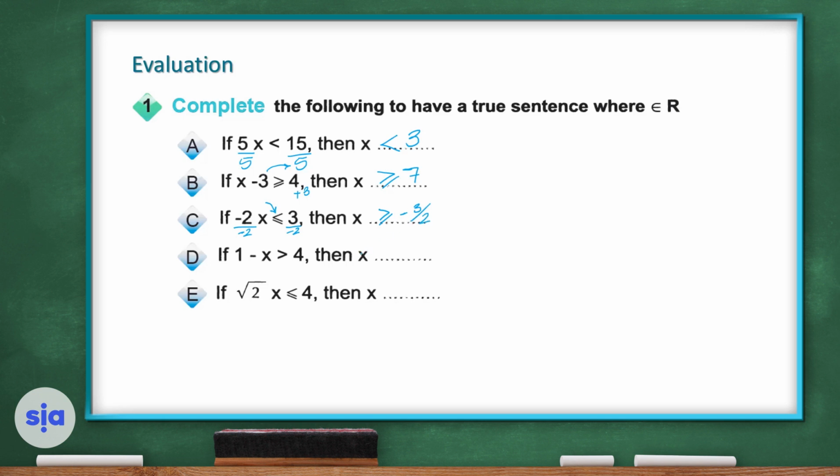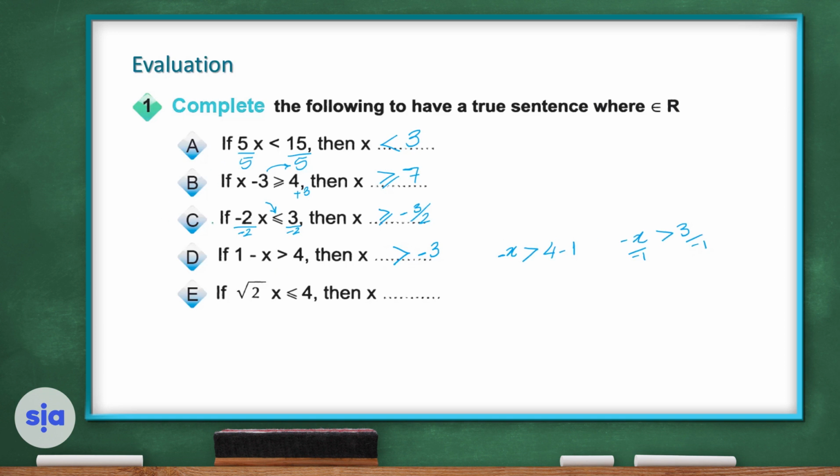Question D, 1 minus x is greater than 4. So if you move the 1 to the other side, it will be minus x is greater than 4 minus 1. Then minus x is greater than 3. If you divide both sides by negative 1, then x will be greater than negative 3. We change the inequality sign because we divided by a negative 1.